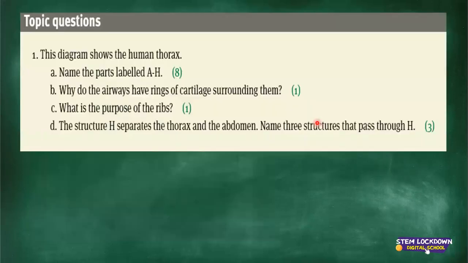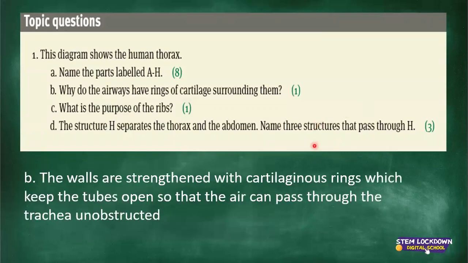Next question. Why do the airways have rings of cartilage surrounding them? This one we didn't discuss, so I'll give you the answer. The walls are strengthened with cartilaginous rings, which keep the tubes open so that the air can pass through the trachea unobstructed. So they facilitate the passage of air so that it passes unobstructed.